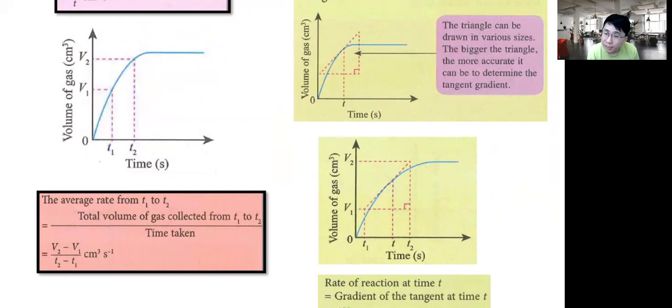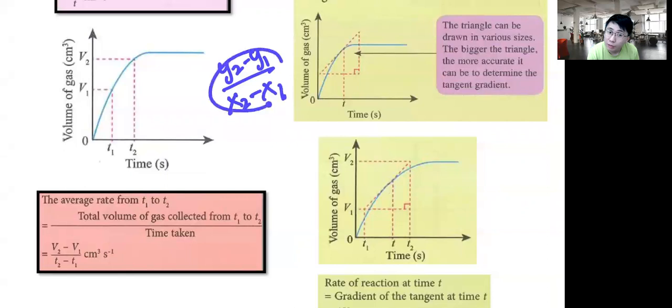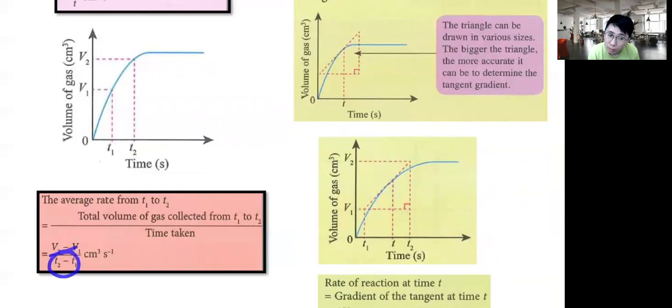So how am I supposed to do that? Basically, finding rate of reaction is like finding gradient. Why? Because when you learn gradient in maths, if you remember the gradient formula, it's y2 minus y1 over x2 minus x1. Do you see there's a range? Same thing here: you have y2 minus y1 over x2 minus x1, so you get V2 minus V1 over T2 minus T1. That's when you want to find the rate of reaction in a certain range.